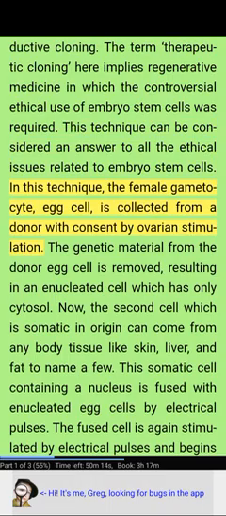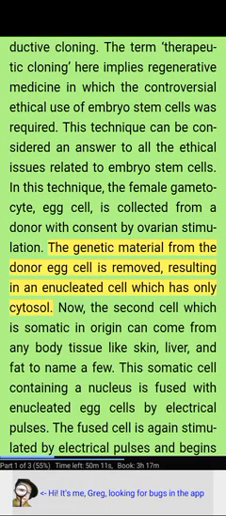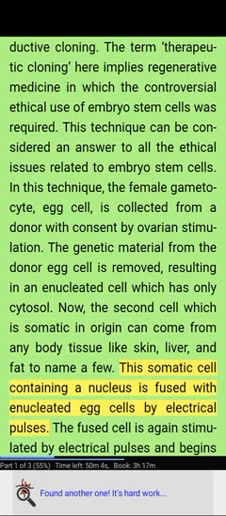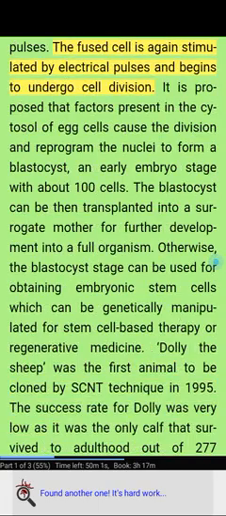In this technique, the female gametocyte egg cell is collected from a donor with consent by ovarian stimulation. The genetic material from the donor egg cell is removed, resulting in an enucleated cell which has only cytosol. Now, the second cell, which is somatic in origin, can come from any body tissue like skin, liver, and fat, to name a few. This somatic cell containing a nucleus is fused with the enucleated egg cell by electrical pulses. The fused cell is again stimulated by electrical pulses and begins to undergo cell division.